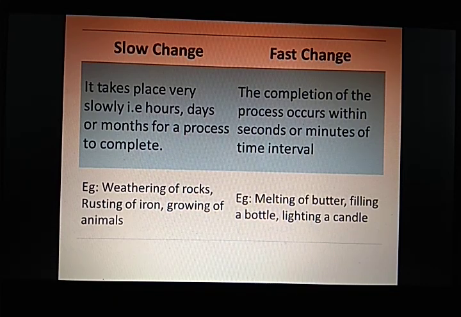Filling a bottle, it's a fast change. Lighting a candle, that is also a fast change.